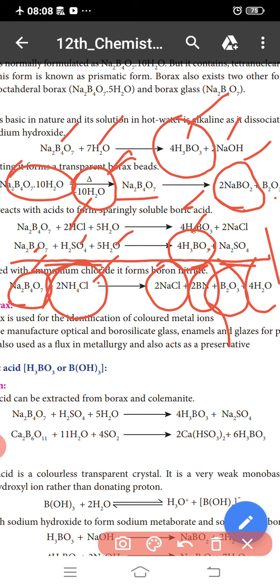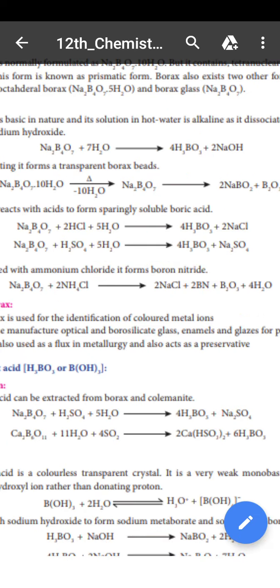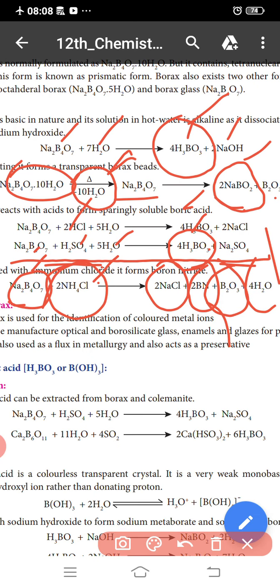Next, the uses of borax. Borax is used for the identification of colored metal ions and in the manufacture of optical and borosilicate glass, enamels, and glazes for pottery. It is also used as a flux in metallurgy and acts as a preservative. These are the uses of borax.